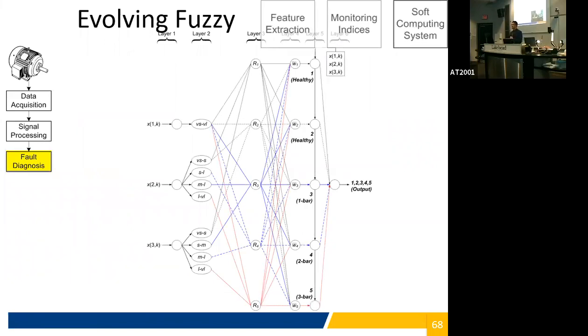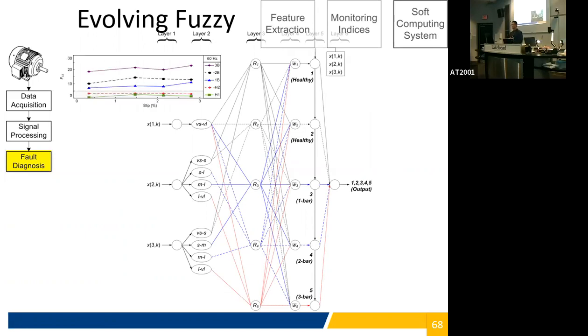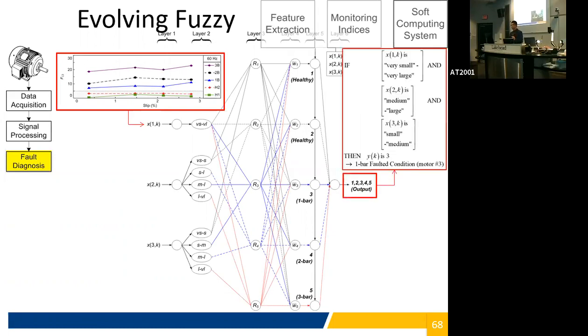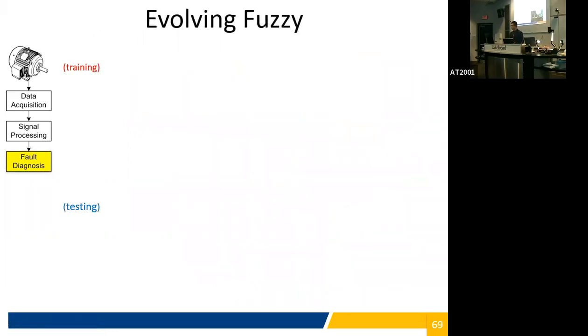The method, the solution in this work, is the use of an evolving fuzzy classifier. A quick diagram is shown here. Basically, we take the fault indices, as we've seen before, feed them into the system, and then we can generate an output where we can trace why the output occurred. We know the reasons behind how it occurred. Some more details in the following slides.